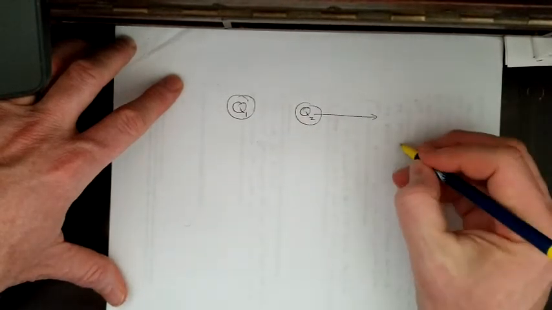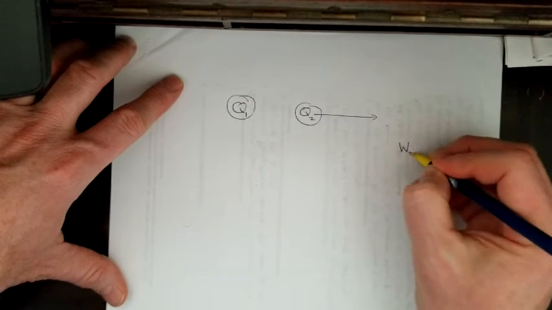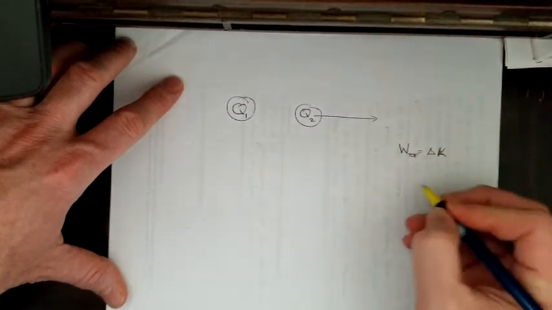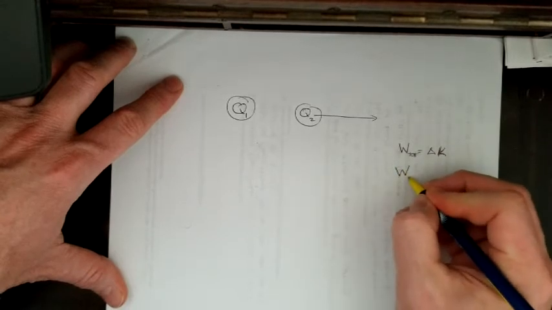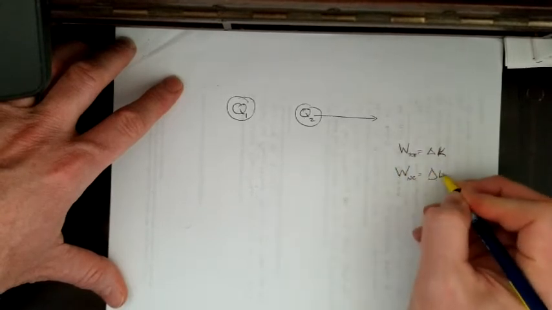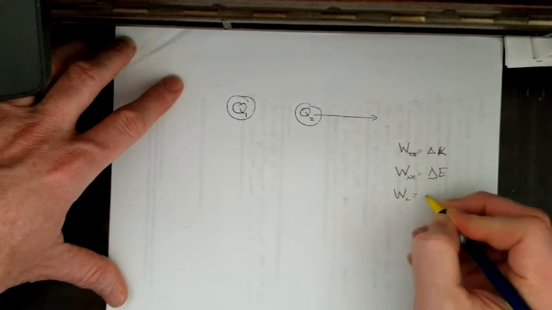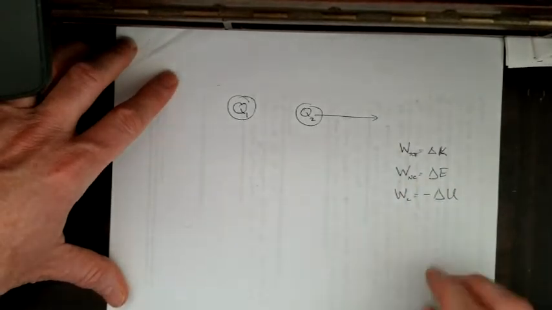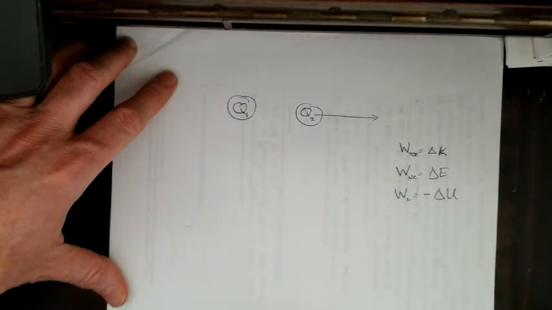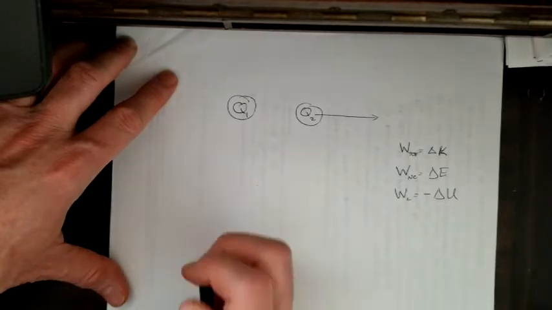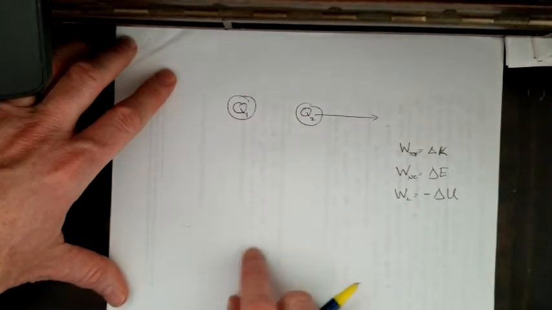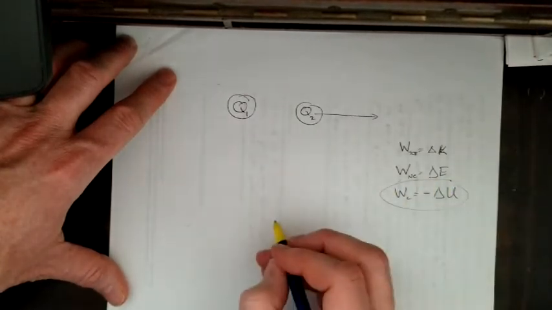Go back to the work-energy relationships. I know that the total work is equal to the change in kinetic energy. The non-conservative work is equal to the change in energy, and the conservative work is equal to the negative change in potential energy. What we're going to do here is derive the formula for potential energy. Since the electric force is a conservative force, this is the one we care about.